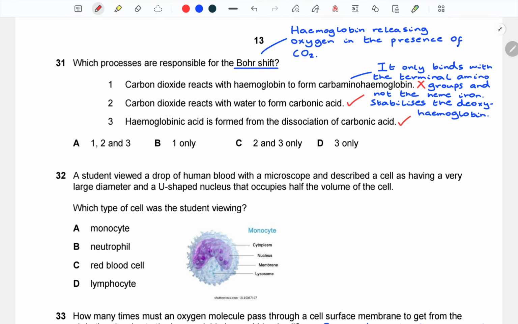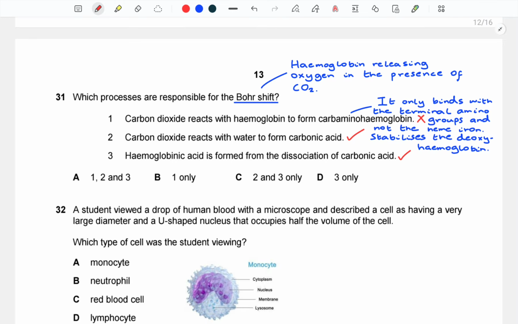31. Which processes are responsible for the Bohr shift? What is Bohr shift? Bohr shift is basically hemoglobin releasing oxygen in the presence of carbon dioxide. I'm going to come to number 1 in a bit. Let's do 2 and 3 quickly. Carbon dioxide reacts with water to form carbonic acid. Yes, this is responsible for Bohr shift. Hemoglobinic acid is formed with dissociation of carbonic acid. This is also necessary, and these both are basically linked with each other.